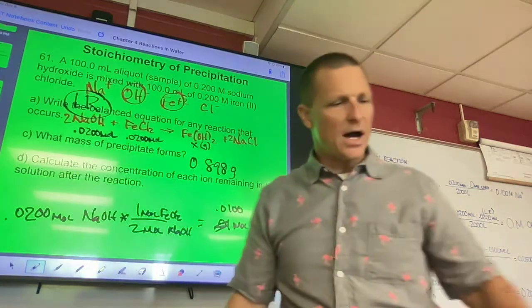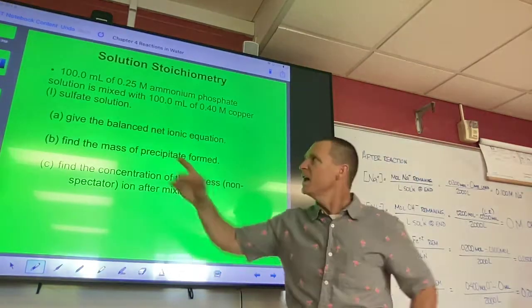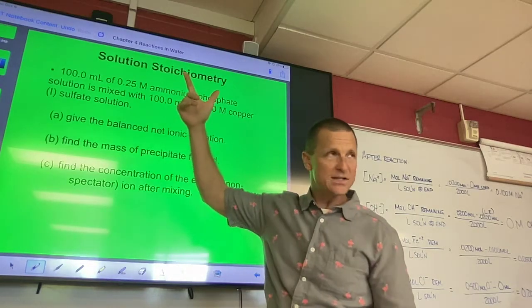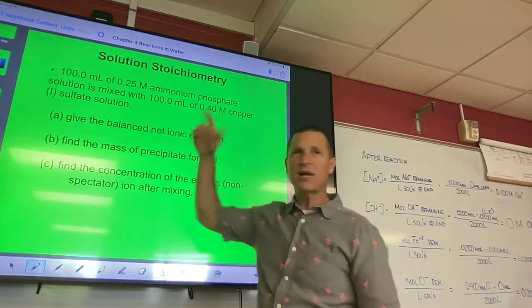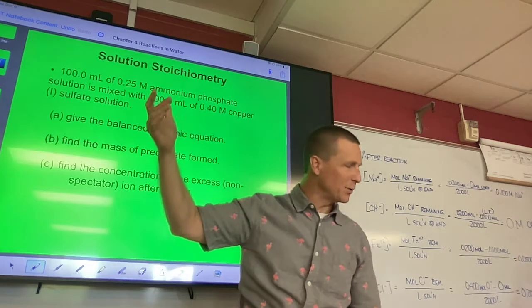Tomorrow, we'll do an example. Look how similar this example tomorrow is. You're going to have volume and molarity of 2 different reactants, just like we did today. Give the balanced ionic equation, so we'll go through and figure out which one runs out first. Find the mass to precipitate, just like we did here.